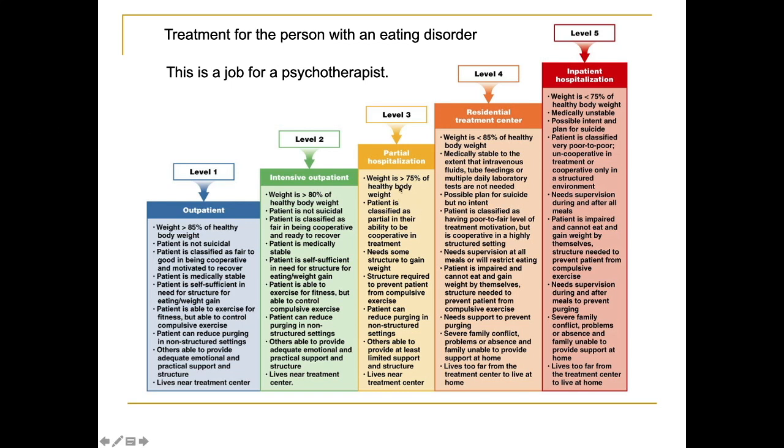So if you have 75% of the healthy body weight, you start to be in a situation where you're considered a danger to yourself, and also you might be classified as uncooperative in your ability to undergo the treatment. And you need structure in order to gain weight. You need structure in order to prevent compulsive exercise. And this might be a result of a limited support structure.